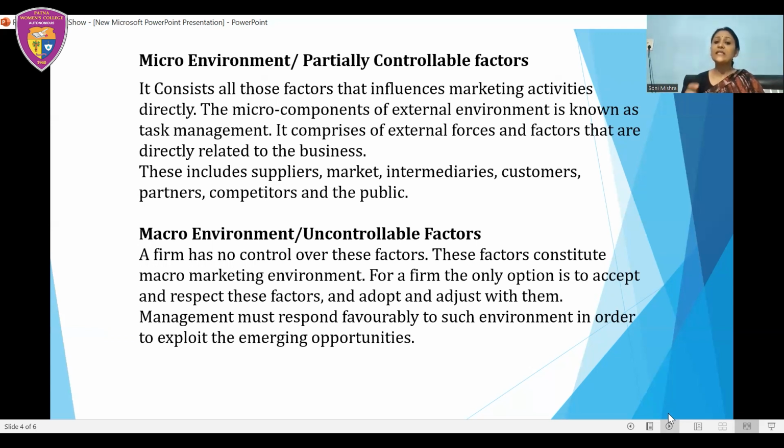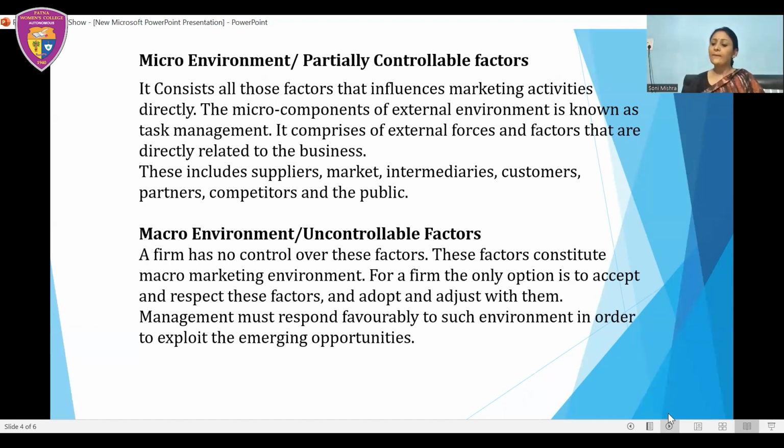Why? Because these are the external forces and the factors that are directly related to the business. We can include suppliers, vendors, market intermediaries, customers, and competitors in this particular environment. They are partially controllable factors. One can develop local suppliers, one can develop branded suppliers who supply quality products, and one can negotiate the terms and conditions with the suppliers.